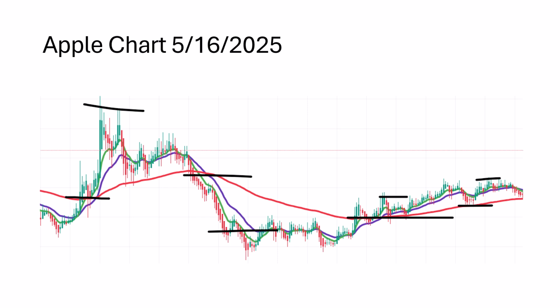So this is an Apple chart on May 16, 2025. If you see here, you can see three lines: red, green and purple. The red line is 100 EMA, green is 9 EMA, and the purple is 20 EMA.